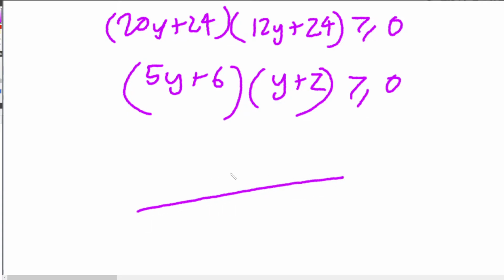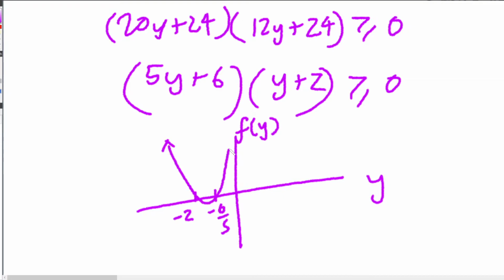If we were to plot the graph of f(y) equals 5y plus 6 times y plus 2 against y, we'd find the two roots at y equals negative 2, and, well, 5y plus 6 equals 0 is the other root, so y equals minus 6 over 5. And because these two multiply out to form a quadratic expression in y with a positive first coefficient, 5y squared, this is a positive facing quadratic graph, and it'll look something like this.